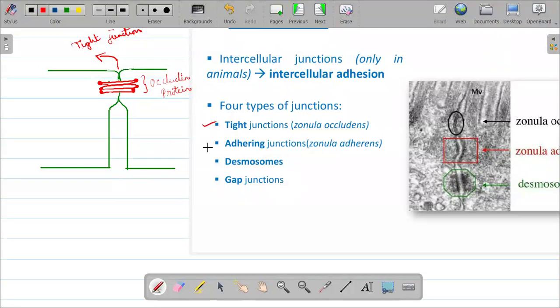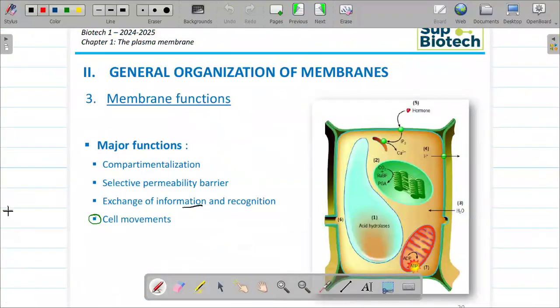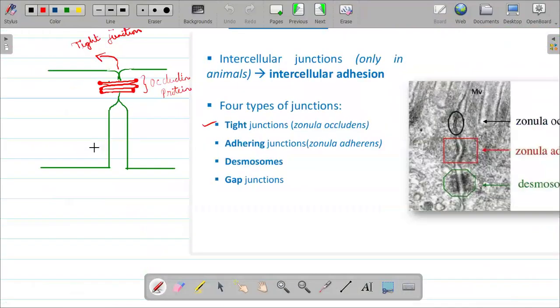So tight junction just keeps the cell-to-cell contact. No exchange, because the topic I'll be discussing is cell movement, which we have seen, and exchange of information, which we need to see, correct? We are focusing on that. So they will not help in any movement. The movement of molecules will not take place in this. Just the occludin protein adheres and keeps the two cells together.